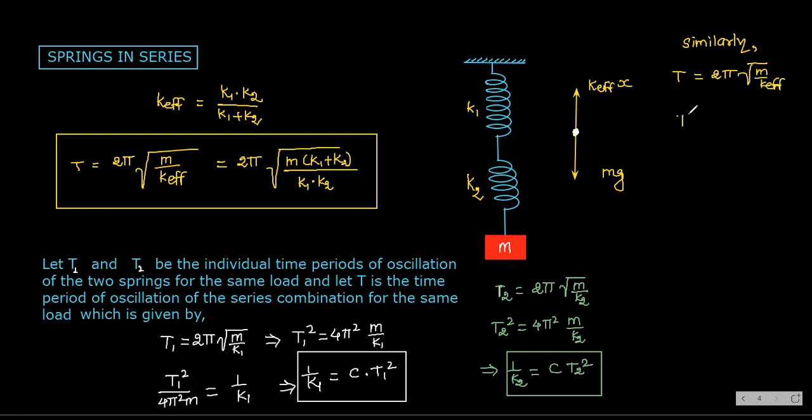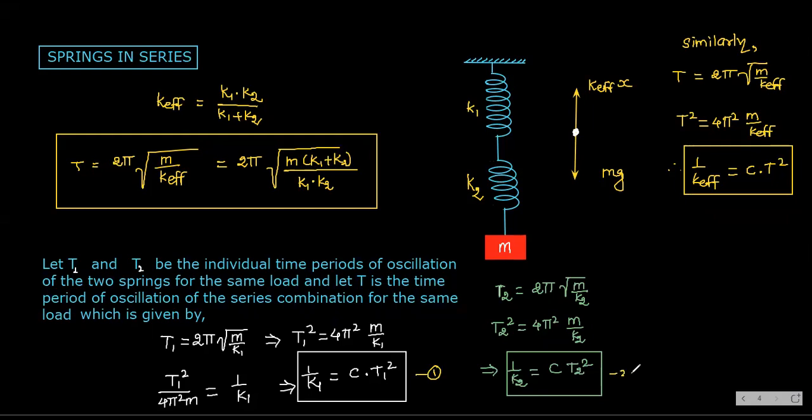So again, squaring on both sides, T square is equal to 4 pi square m by K effective. And therefore, directly I am writing 1 by K effective is equal to C into T square. Let us suppose this is your equation number 3. How many equations we got? Equation number 1, equation number 2, equation number 3.